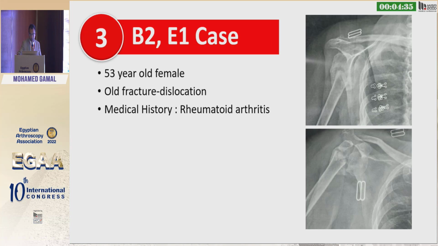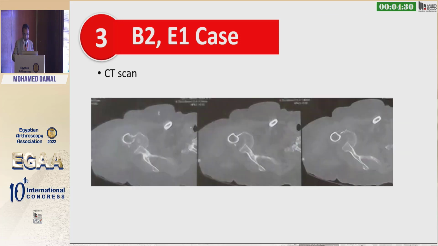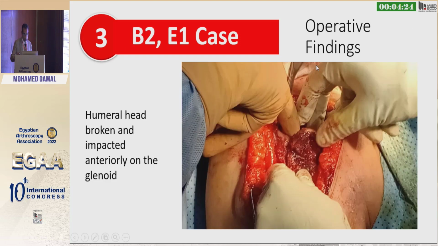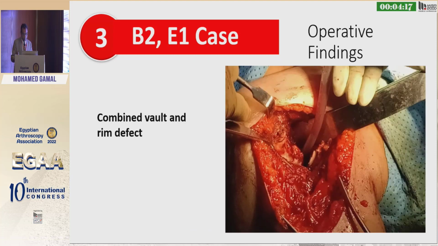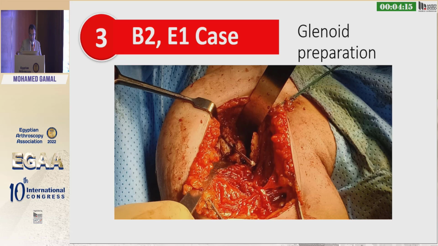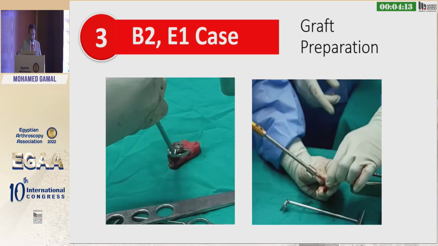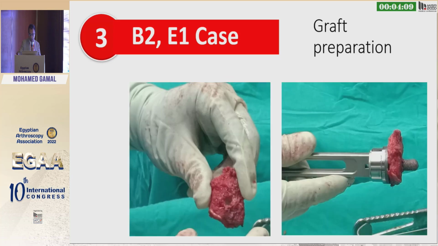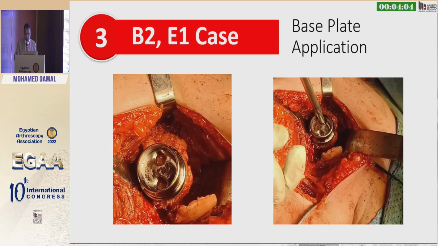Another case, 53, with old fracture dislocation with rheumatoid arthritic patient. And you can see here fracture dislocation. The head is dislocated anteriorly on the glenoid with deficient anterior glenoid. I used the broken humeral head impacted anteriorly on the glenoid. Prepare then the glenoid. Use also a bioreverse with long peg and inserting the plate, base plate.